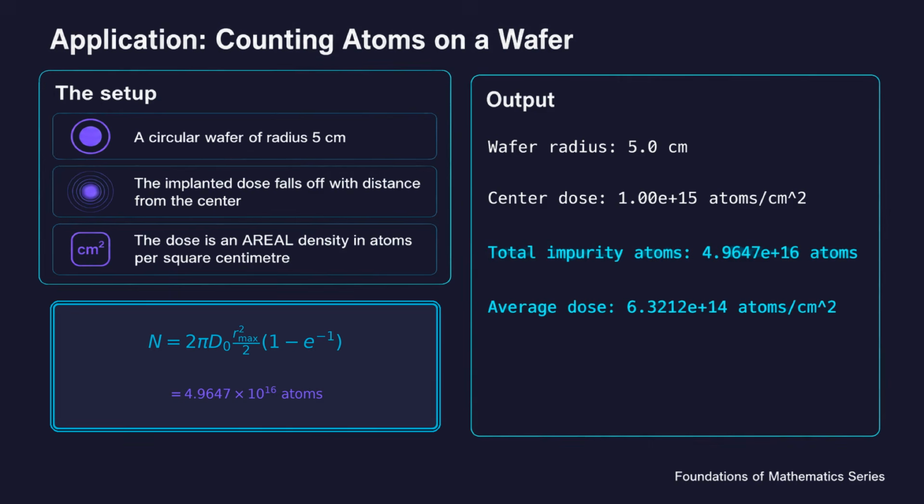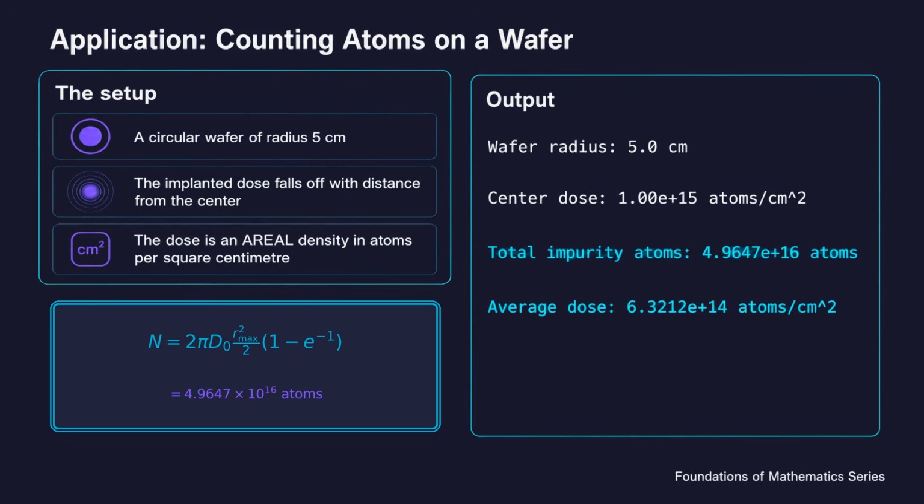On a circular silicon wafer of radius 5 centimeters, an implanted impurity is distributed with a dose that falls off with distance from the center, peaking at 1 times 10 to the 15 at the middle. The quantity being integrated is an areal density, in atoms per square centimeter, so integrating it over an area in square centimeters gives a pure count of atoms. Had it been a volumetric concentration in atoms per cubic centimeter, the same integral would have left units of atoms per centimeter, a sign that something has gone wrong.